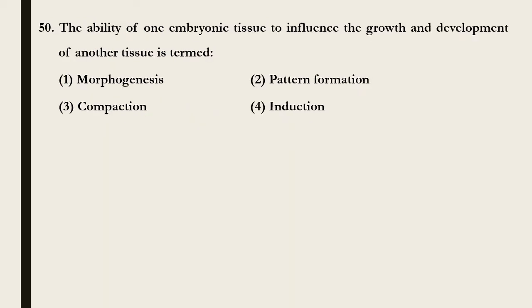Question number 50. The ability of one embryonic tissue to influence the growth and development of another tissue is termed what? It is a direct answer, the definition of induction. Induction is the ability of one embryonic tissue to influence the growth and development of another tissue. So the correct answer is option 4. Morphogenesis, like metamorphosis, means the form changes into another form, such as spermatids to sperms. So one embryonic tissue controlling the growth and development of another is called induction.